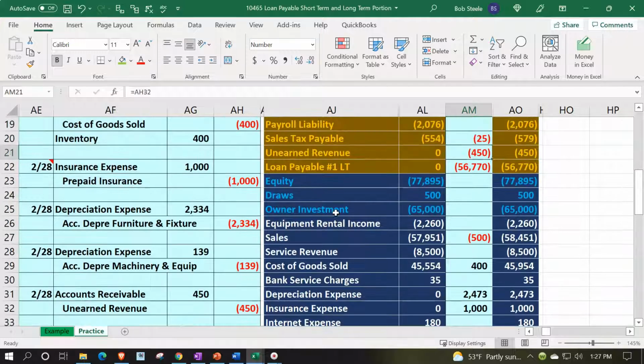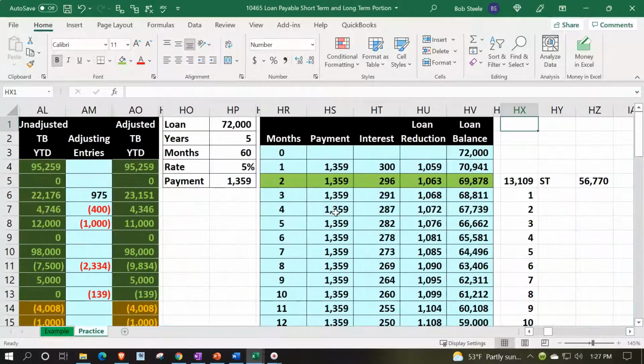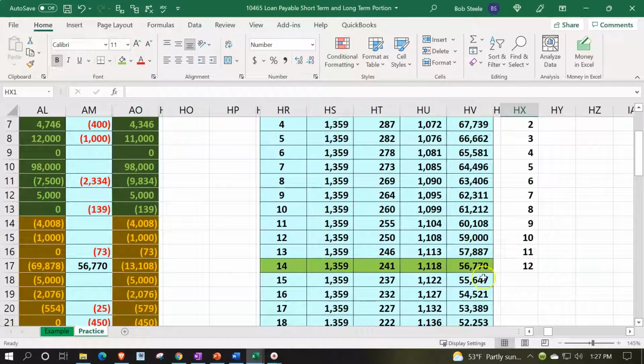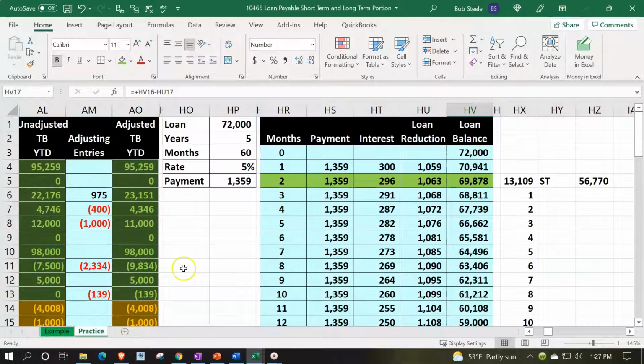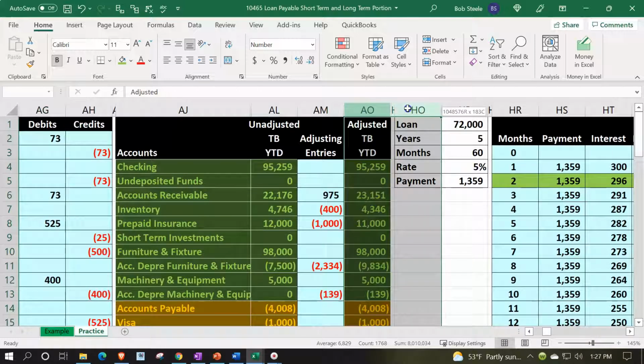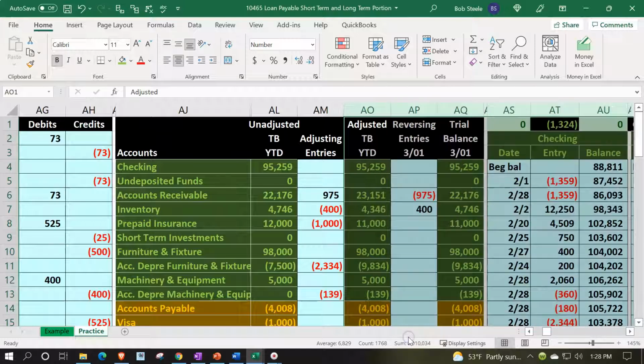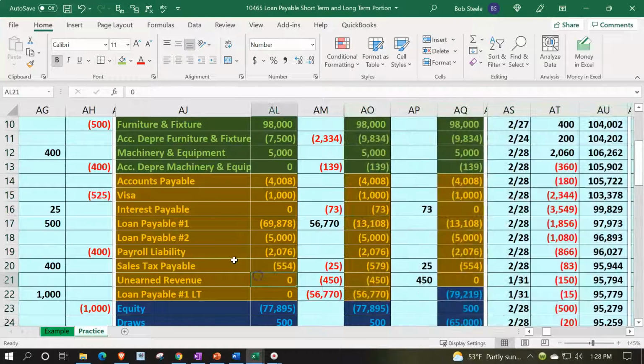So there we have it. So now we've got the 56,770 on the long term. Does that match what we have over here on the long term? It should, and it does. So there we have it. Let's post it out to the GL as well. So I'm going to unhide some columns to do so from AO to OH. Right click on that stuff, unhide. So there we have it. And so I'm going to post this to the GL.